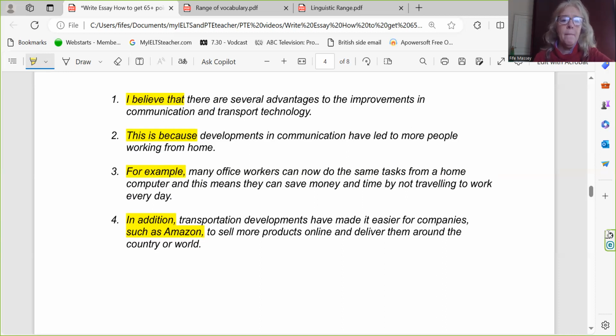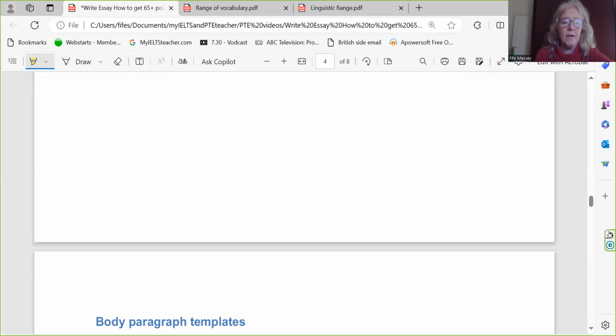For example, many office workers can now do the same tasks from a home computer, and this means they can save money and time by not traveling to work every day. Moving on to my second point now, this is the one about the transportation advantages. In addition, transportation developments have made it easier for companies, here's my example, such as Amazon, to sell more products online and deliver them around the country or world. First body paragraph finished. All right, next body paragraph.